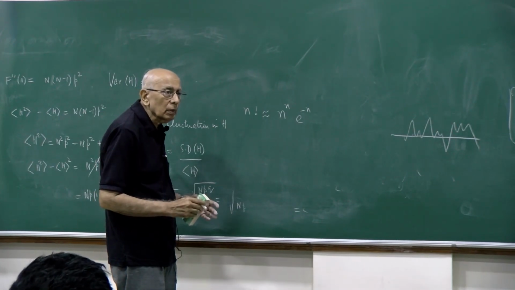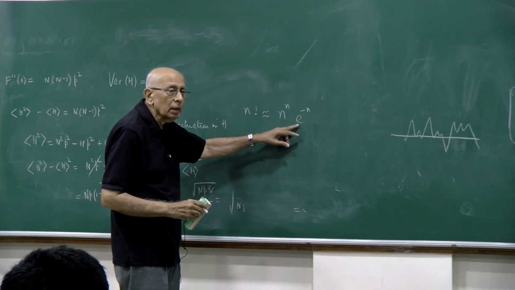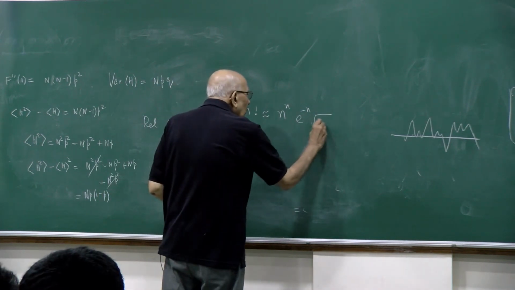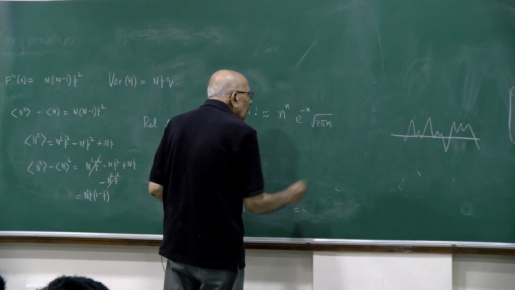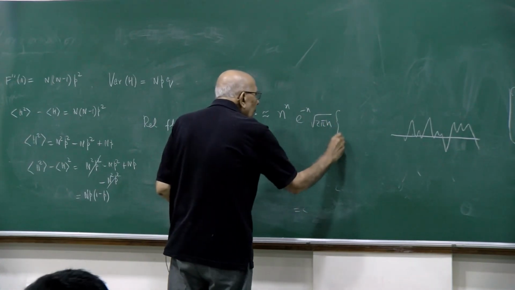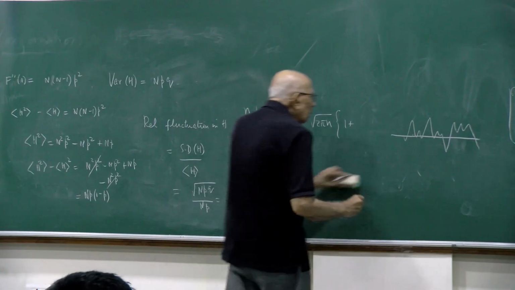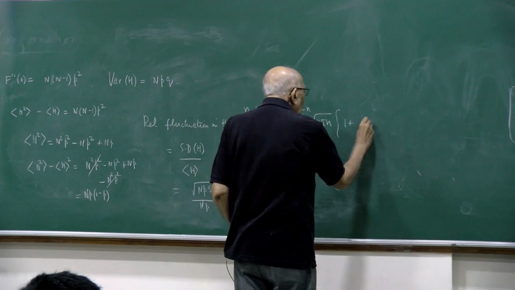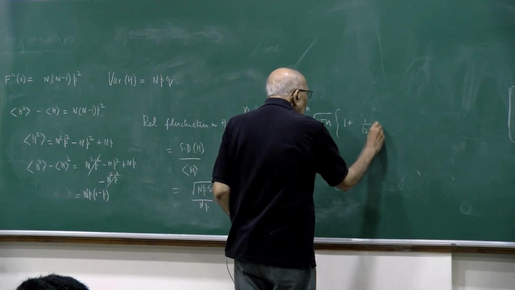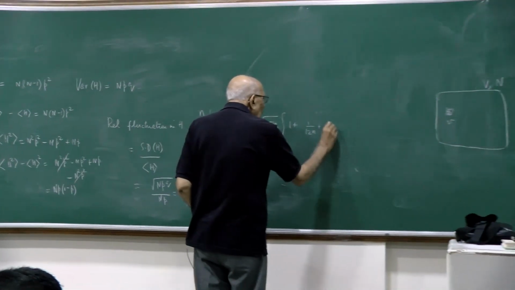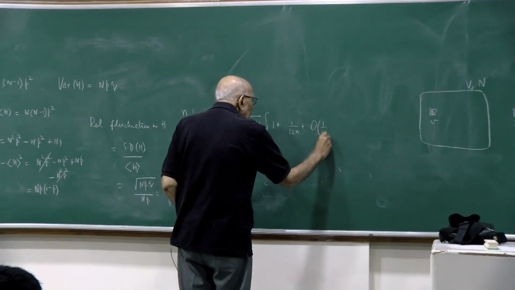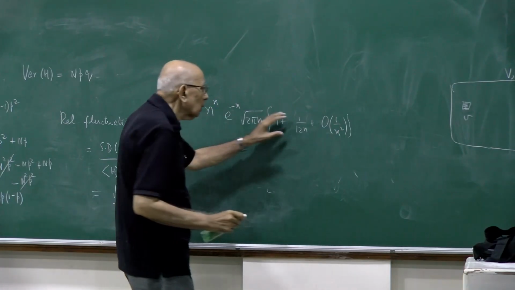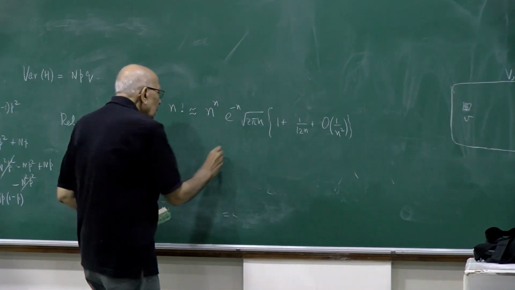That also decreases with n exponentially, e to the minus n, times square root of 2 pi n, times 1 plus 1 over 12n plus order of 1 over n squared. This portion without the bracket is called Stirling's formula.